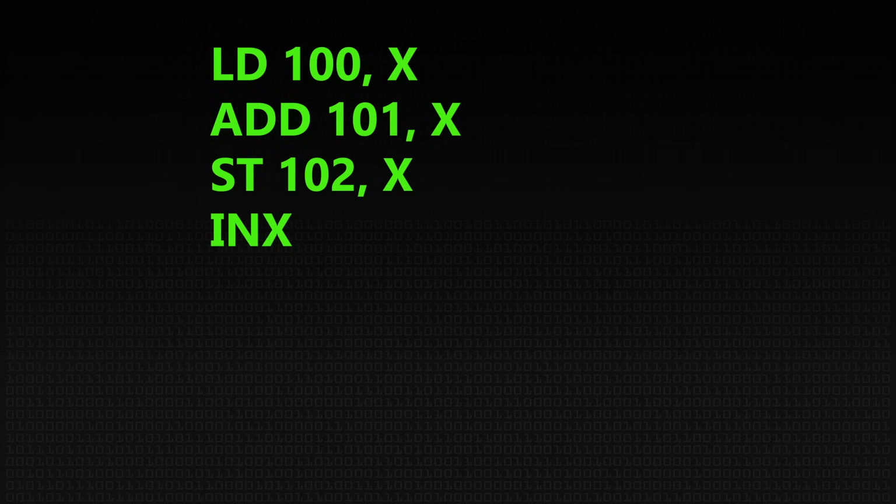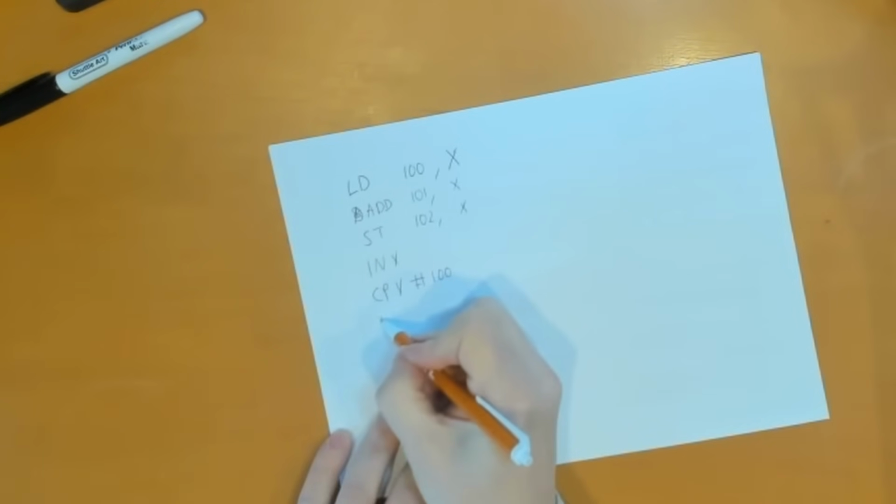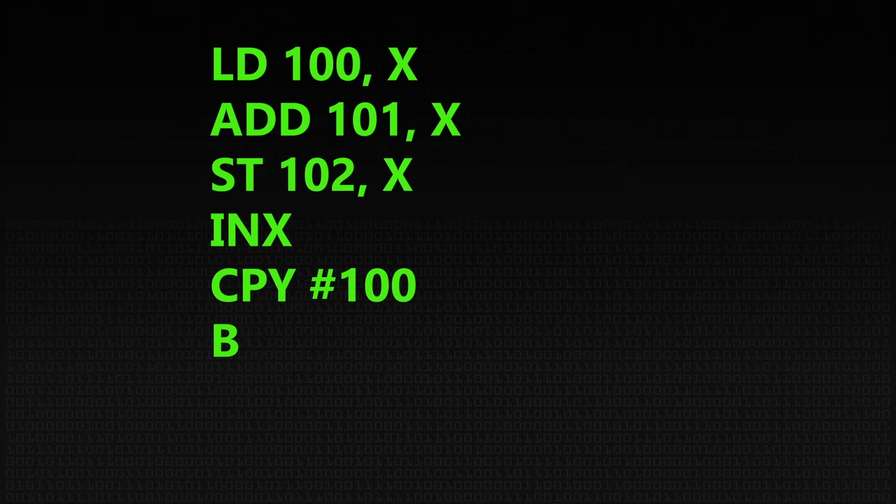And then we're going to compare X to say, have we done 100 of these numbers? Because after 100 I need to stop, for example. And if X was not equal to 100 here, we're going to branch if not equal back to the top of this loop up here.